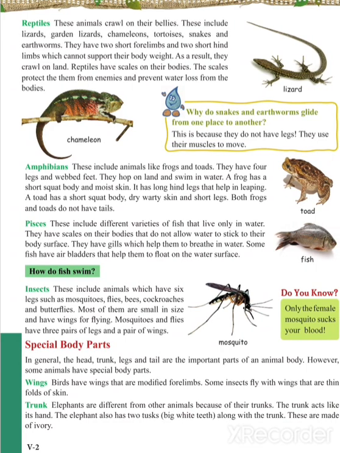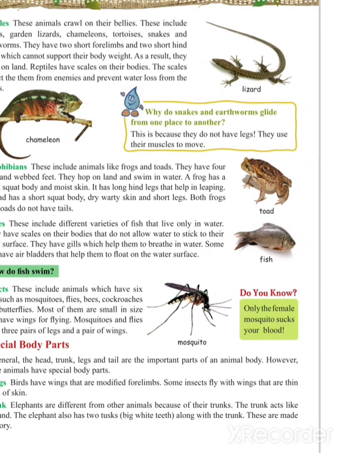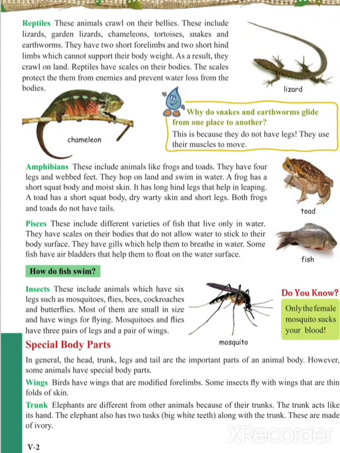Now, trunk. Elephant have a trunk that acts as a hand for eating and drinking. They have two tusks, means we can call them as a big teeth, along with the trunk. The tusks are made up of ivory.